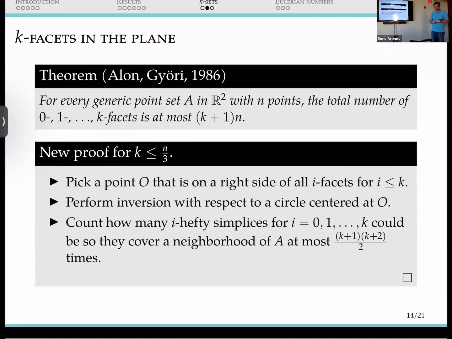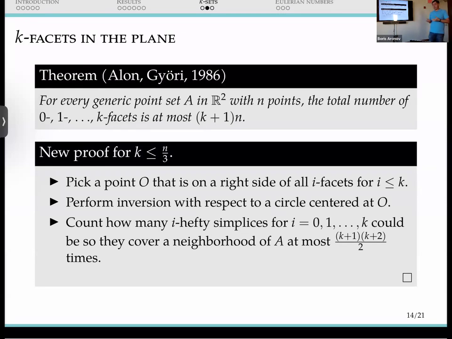We were able to recover two results about k-facets. First, a two-dimensional result by Alon and Győri. If we have a generic set in the plane with n points, then the total number of 0, 1, etc. up to k-facets is at most k plus 1 times n. And the bound comes from n points in convex position. Then every 0-facet is just a side of that polygon, every 1-facet is a diagonal that connects points skipping one, so there are n such diagonals and so on. There are exactly k plus 1 times n.